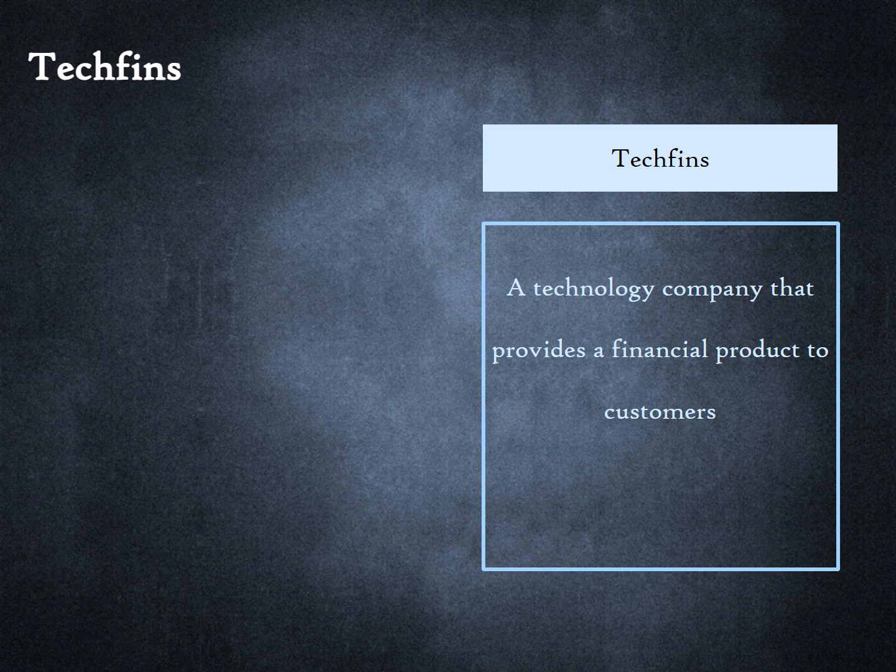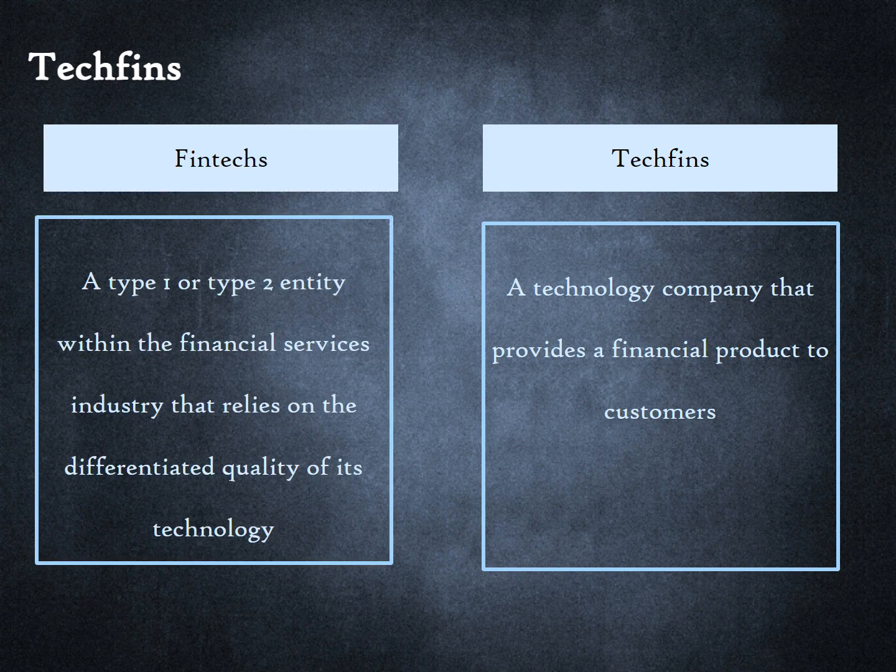At this point, we will use a term for these non-financial technology businesses that earn at least some part of their revenues from selling financial products. We will call them techfins. This was a term coined by Jack Ma, the founder of Alibaba. In Lesson 1, we defined fintech as a Type 1 or Type 2 entity within the financial services industry that heavily relies on the differentiated quality of its technology to deliver its services to customers. Techfins are technology companies that provide financial products to customers.